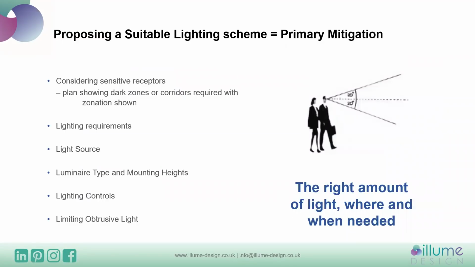So from the outset, we want to consider the sensitive receptors. And the best way for us to be able to do this as lighting designers is for a plan to be produced by the ecologist that shows the dark zones or corridors required with the zonation shown. So dark zones with buffer areas so that light can attenuate down. And that way we can understand really clearly where we need to keep dark, and when we put the isolines onto the drawing and put the vertical calculation planes in, we can really understand what's going on.